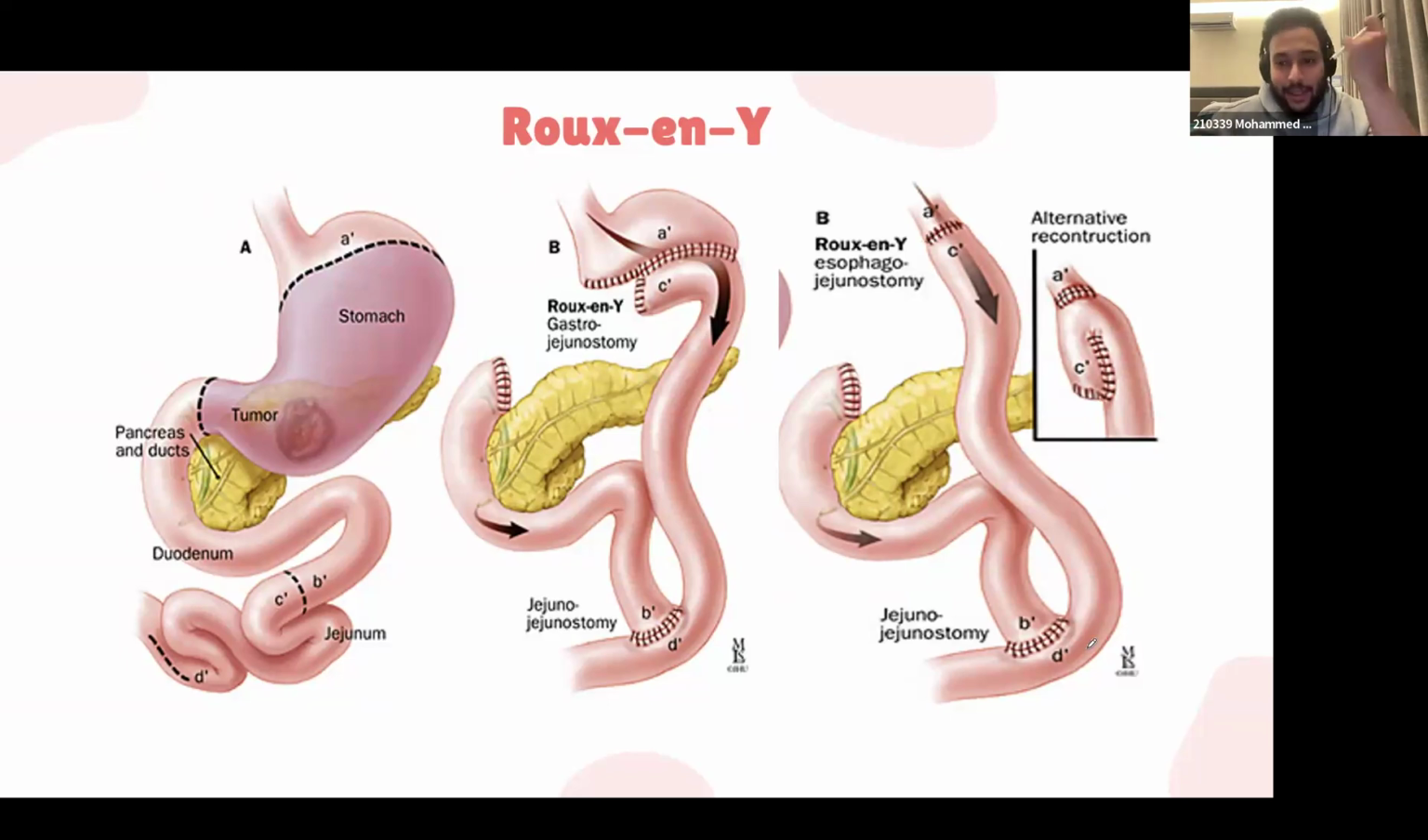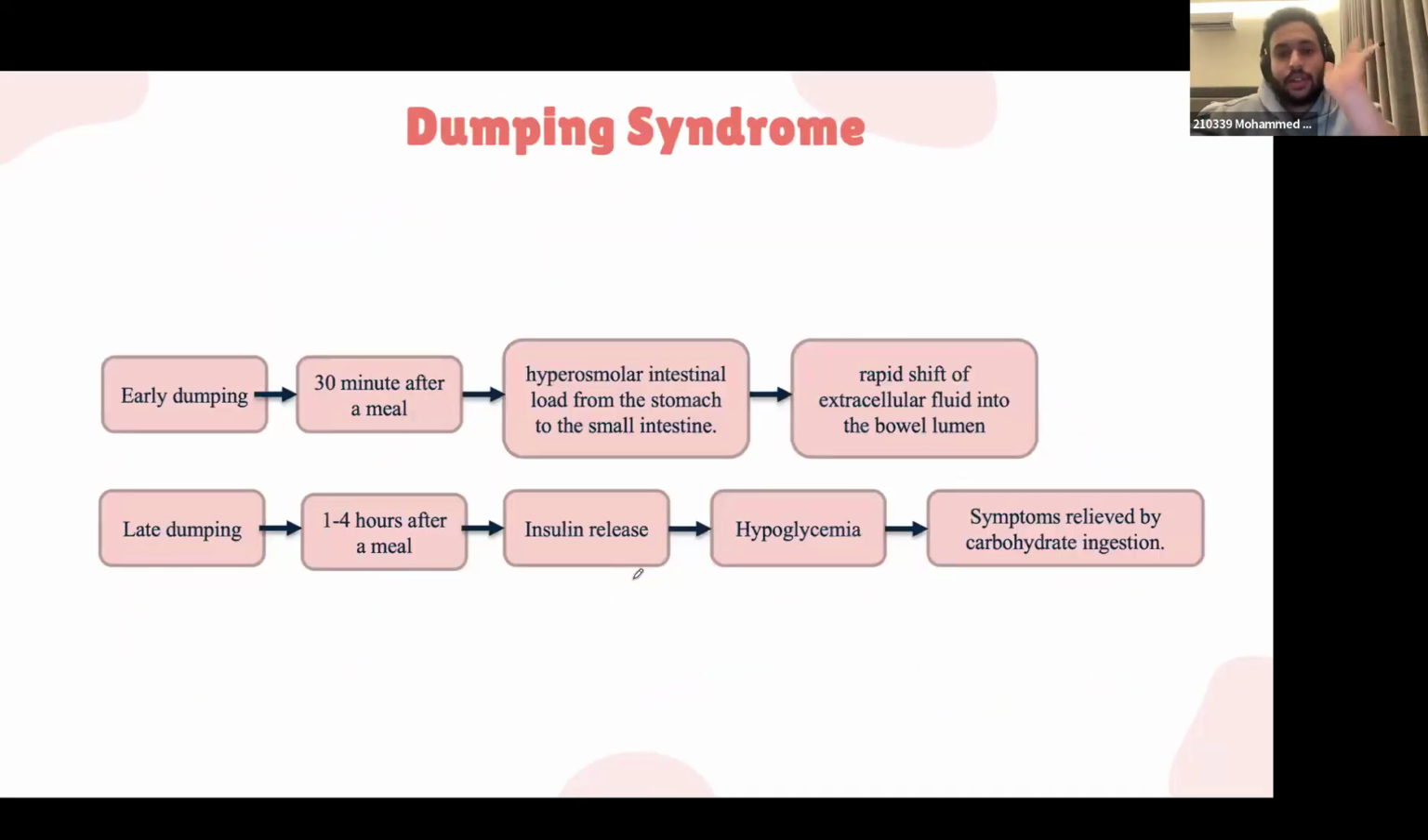Billroth 2 has two limbs, afferent and efferent. Roux-en-Y has two anastomosis points: number one is the gastrojejunectomy or esophagojejunectomy, number two is the jejunojejunectomy. The gastrojejunectomy is what we do in Billroth. However, in Roux-en-Y we have a Y shape that's occurring. Okay.